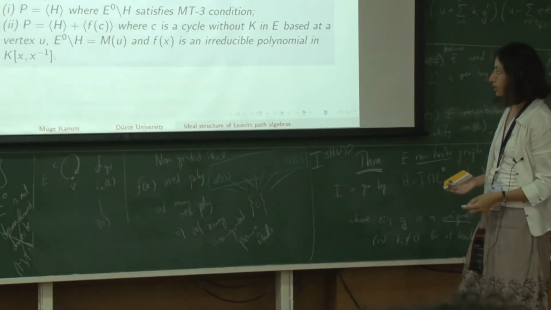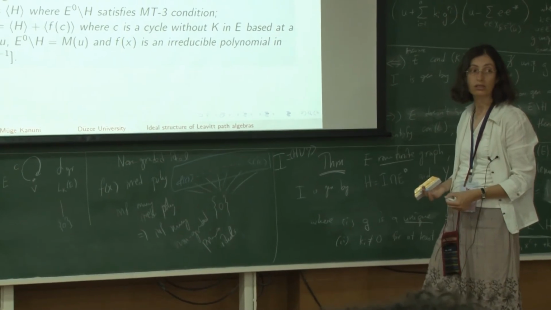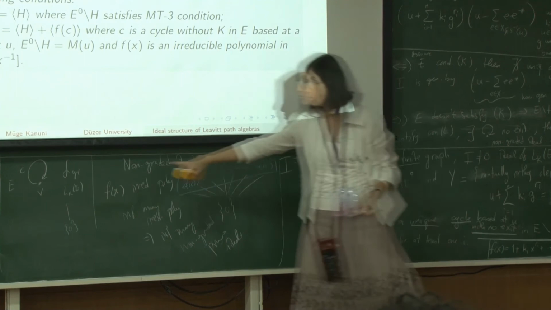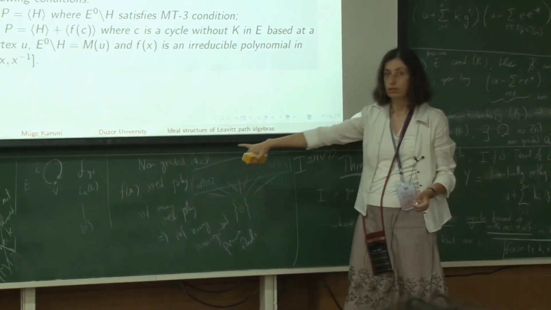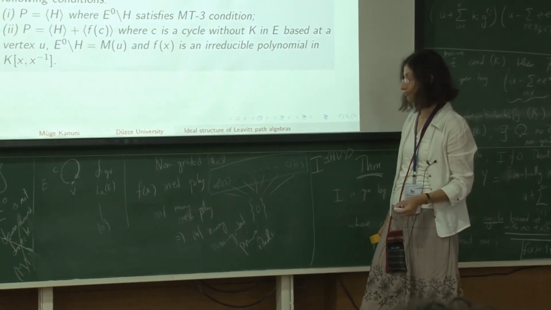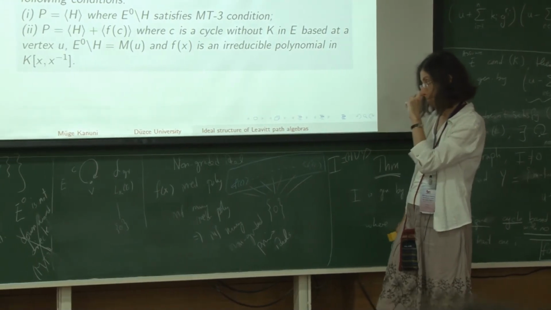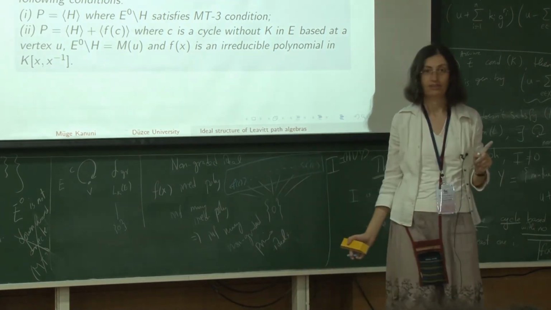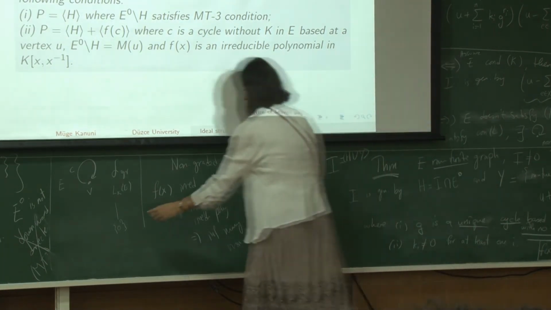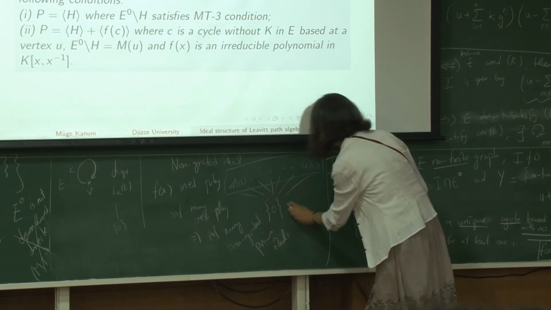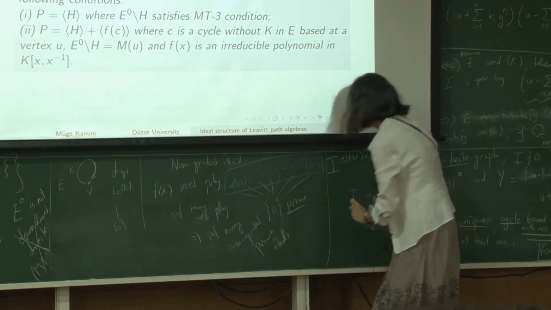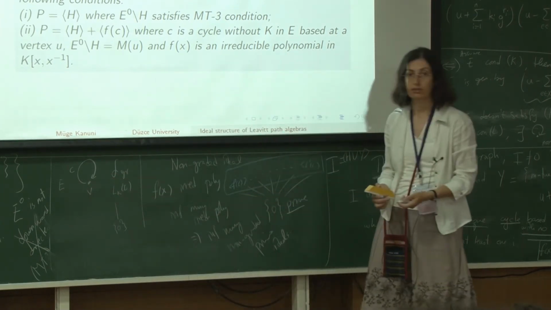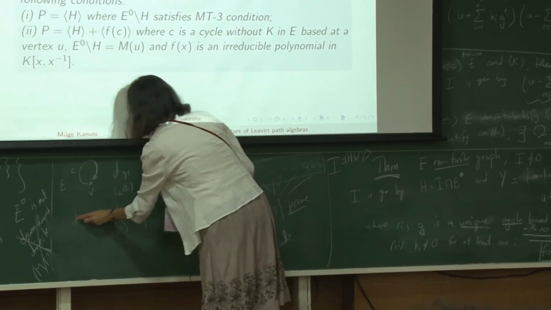Is 0 a prime ideal? Is the 0 ideal a prime ideal? Is this a prime ring? Okay, is this downward directed? You have only one vertex. Yes, it is, because V connects to itself, so it is downward directed.